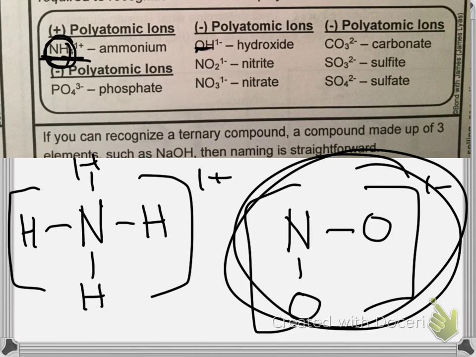Nitrate has 1 nitrogen and then 3 oxygens. So it's 1 nitrogen, 3 oxygens, and that whole thing has a -1 charge. Carbonate has 1 carbon, 3 oxygens, and then this entire thing, the 1 carbon and 3 oxygens, has a -2 charge altogether, and so on.